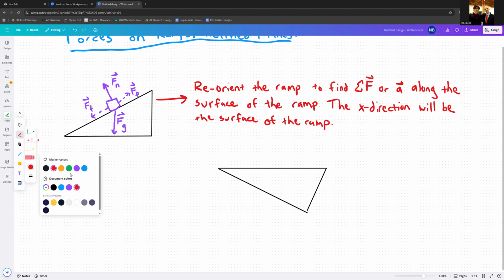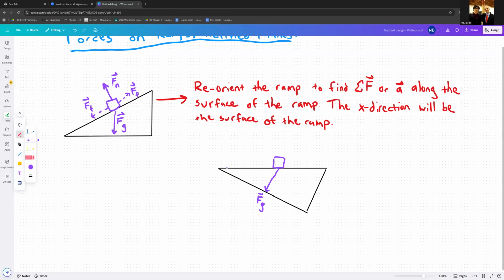Okay, let me draw our object again. We'll draw some forces, and then we'll actually get into how we work with these forces. All right, there's the object. Let's draw our force of gravity, making sure that I draw that gravity parallel to the back side of the ramp. It can be very helpful to have this so you can make sure that your gravity is parallel to that.